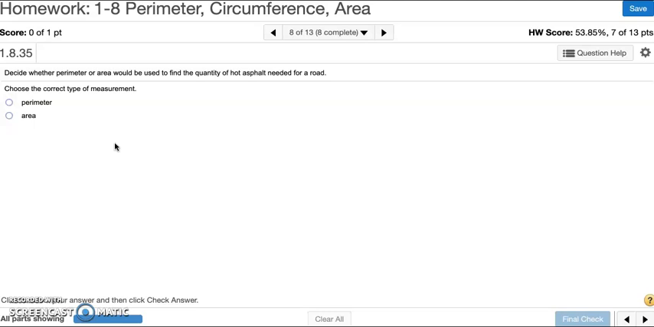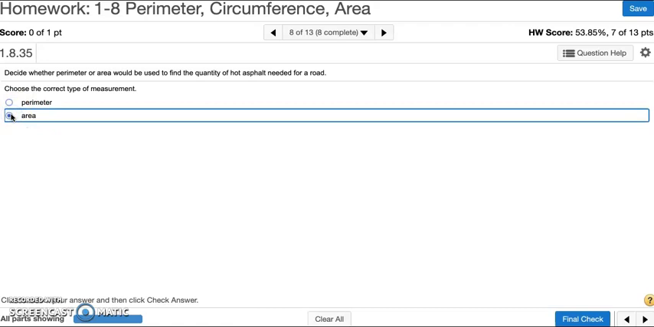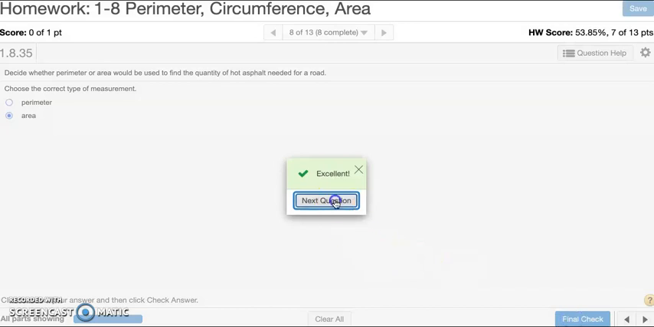Number 8, decide whether perimeter or area will be used to find the quantity of hot asphalt needed for a road. Well, the asphalt is the inside portion of the road, and we use area to determine that. Perimeter is the outside length, like the crust of a pizza, so we're going to say area for number 8.